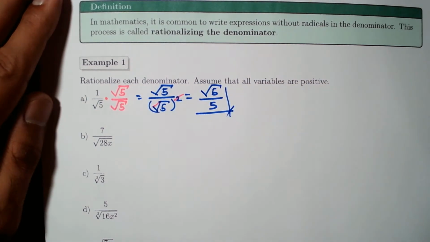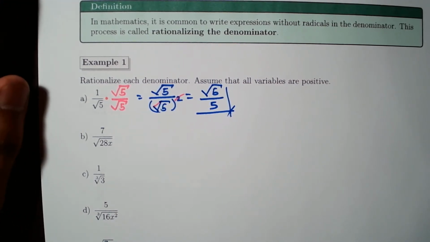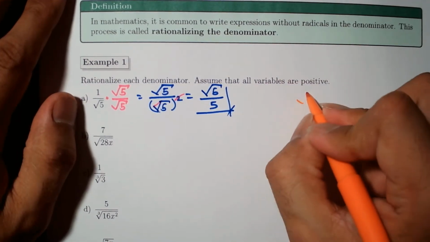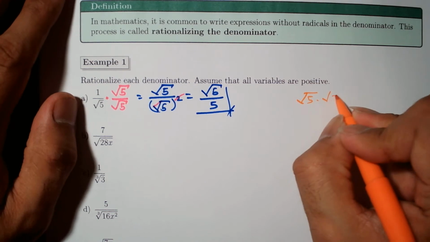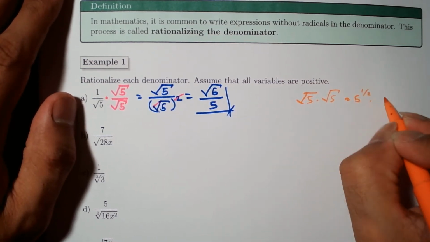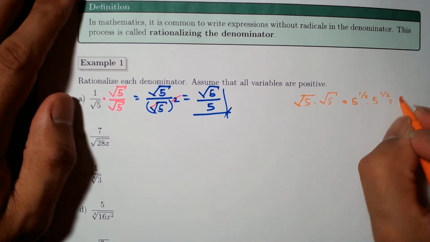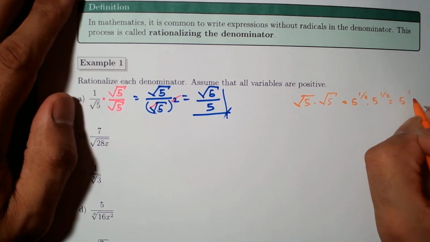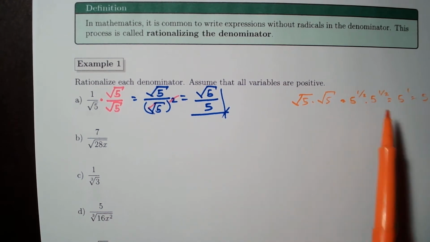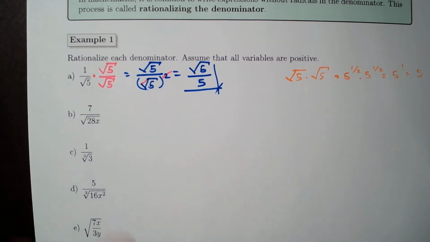And final answer. So really the reason why this works, behind the scenes, if you will, is that root of 5 times itself is the same as saying 5 to the 1 half times 5 to the 1 half. And this is going to be 5 to the 1 half plus 1 half, 5 to the first, which is 5. So that's why this works. It's not going to work the same way for other indices. I'll show you how those work.